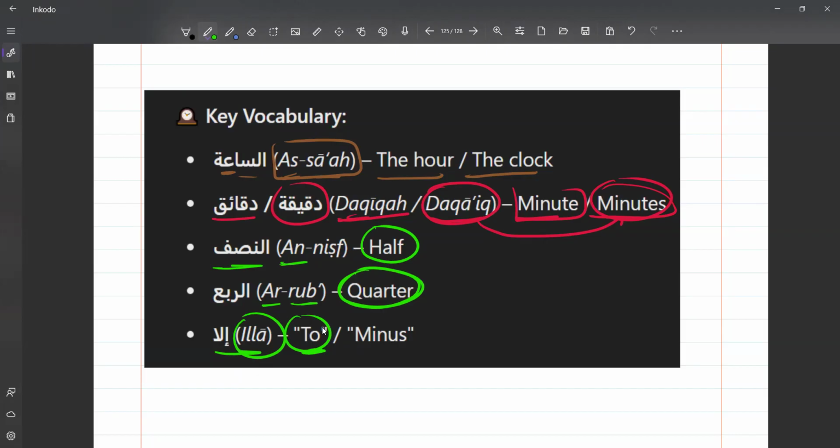So we have studied five key terms that we will use in telling time in Arabic. The first one is as-sa'a, meaning the hour or the clock, the time. Then comes daqiqa, the minute, or daqa'iq, the minutes. An-nisf means half. Ar-rubu' means quarter. Illa means two, right?